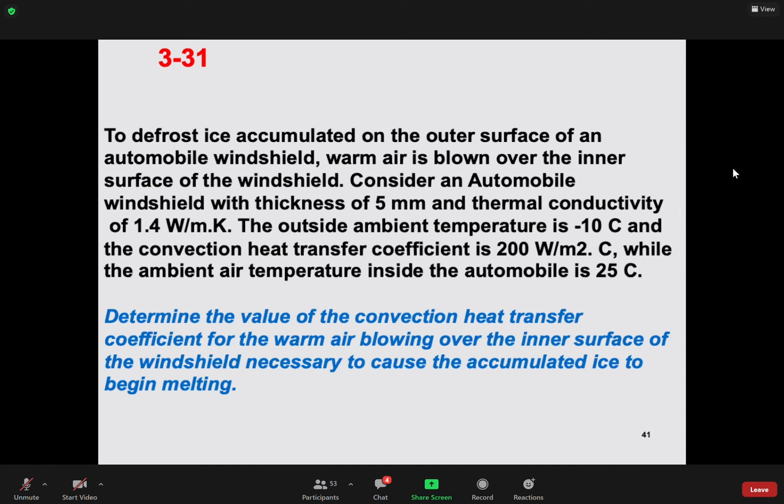Therefore, you have glass outside at minus 10. The convective heat transfer coefficient is 200 watt per square meter. And the temperature inside the car is 25 degrees. The glass is 5 millimeter with 1.4 conductivity. What is the convective heat transfer inside?